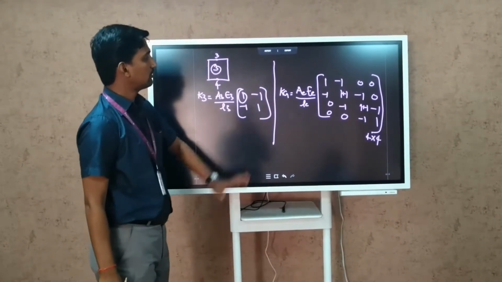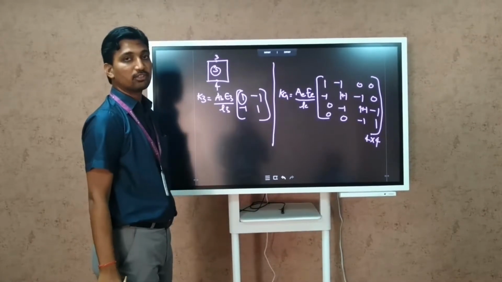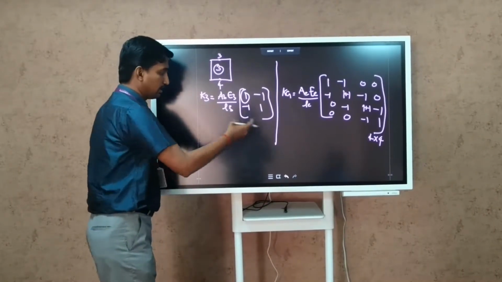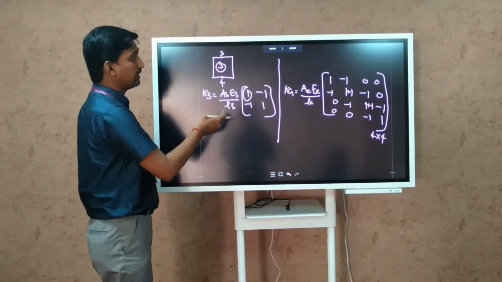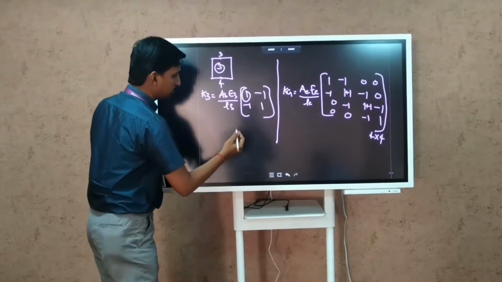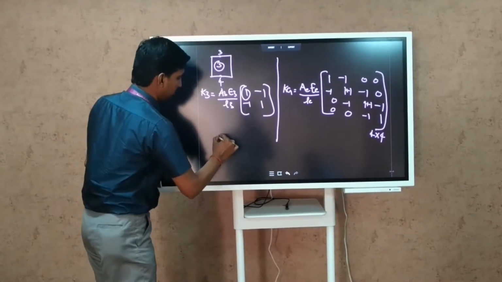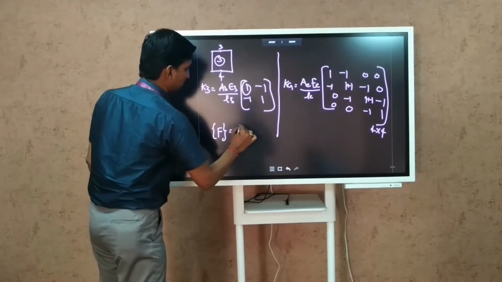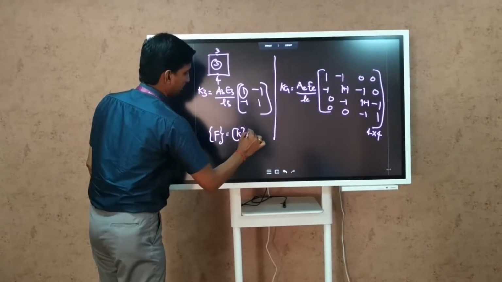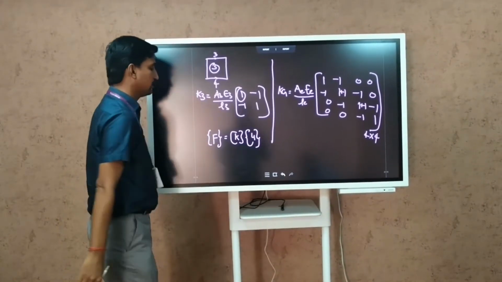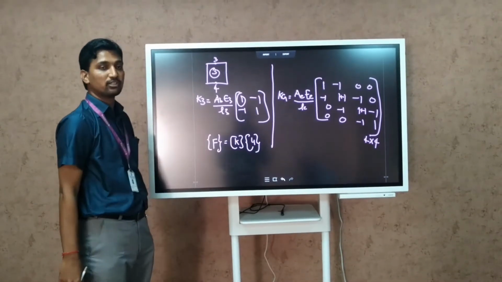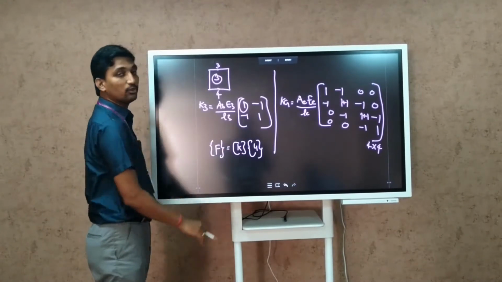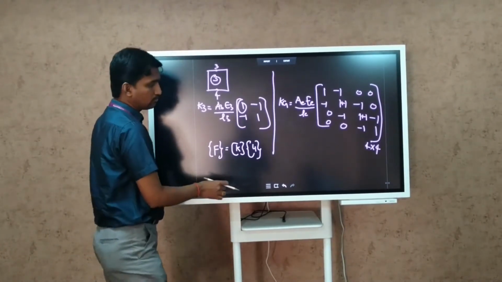See, after finding out this global stiffness matrix, we have to find out the values of the extension of this stepped bar. See, how to find out the values of this stepped bar? Now, the formula is that the F vector equals K into U. Okay, see, the force equals stiffness matrix into the displacement. Through this formula, we can easily find out the value of this U parameters.